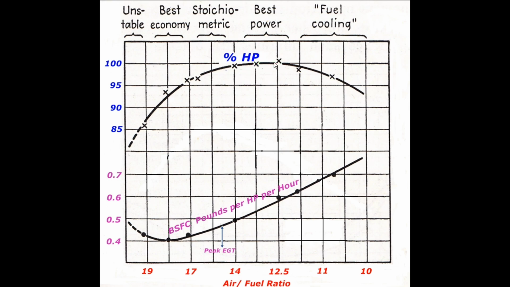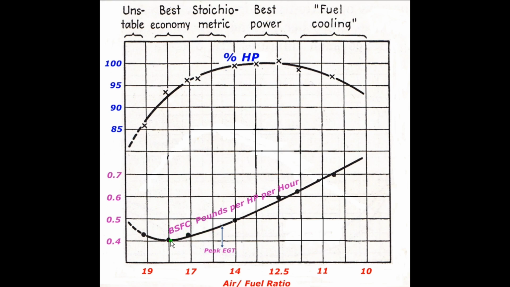You don't gain or lose much power by going between about 12 to 1 and 14 to 1 air fuel ratio. However, as we lean the mixture here, and lean is this way, the brake specific fuel consumption gets better and better up to a point here. And this area is peak EGT. This is a stoichiometric mixture, chemically correct air fuel ratio. And to this side of this arrow here is lean of peak. And that's where we'll be operating the engine in this video mostly.